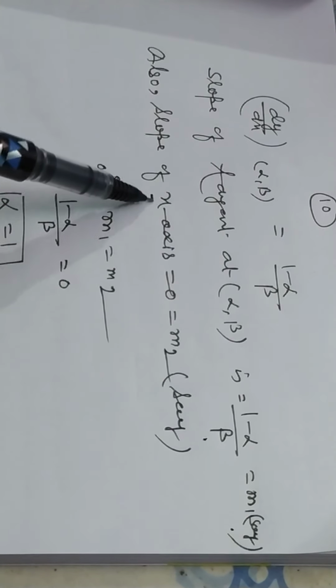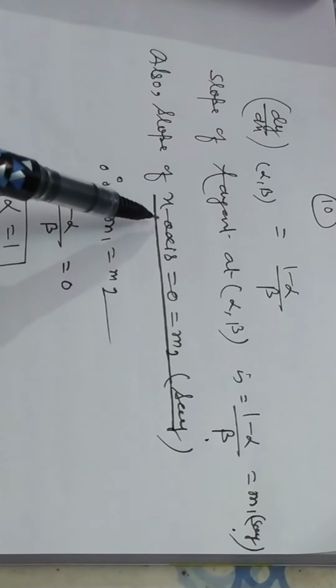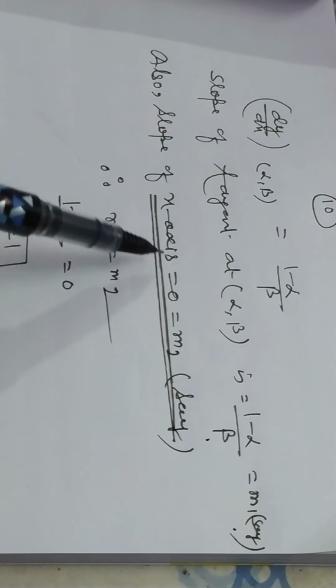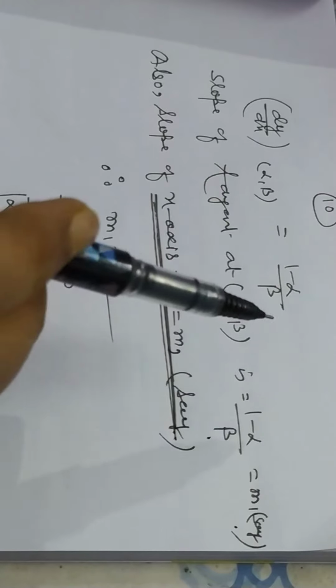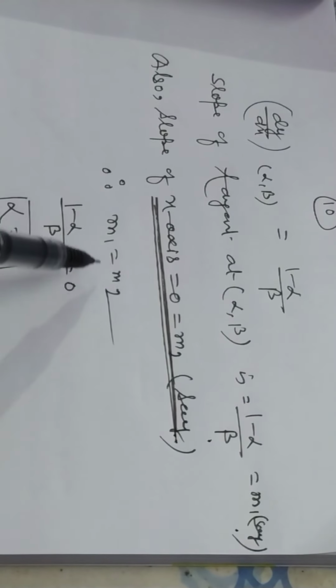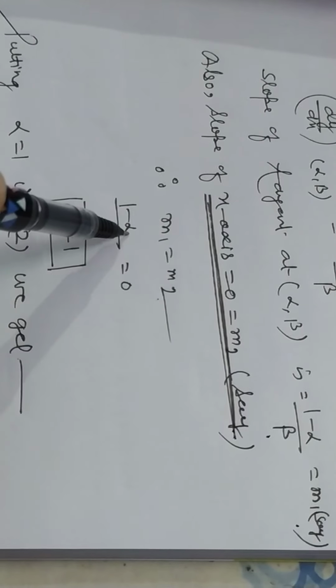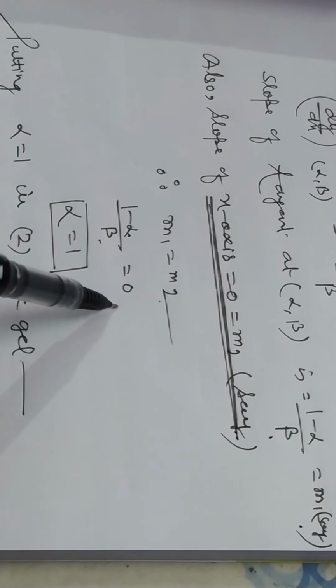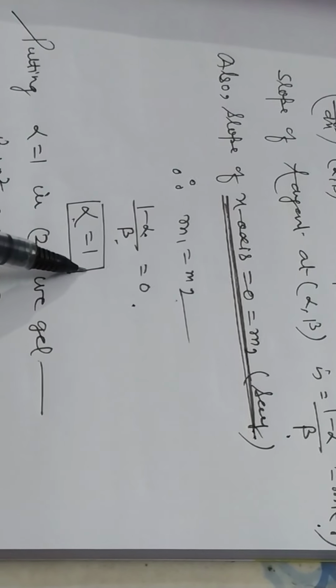Also the slope of the x-axis is equal to 0, say m2. This is the clue. And both the tangent and the axis are parallel, so m1 is equal to m2. Therefore 1 minus alpha by beta is equal to 0. This implies alpha is equal to 1.